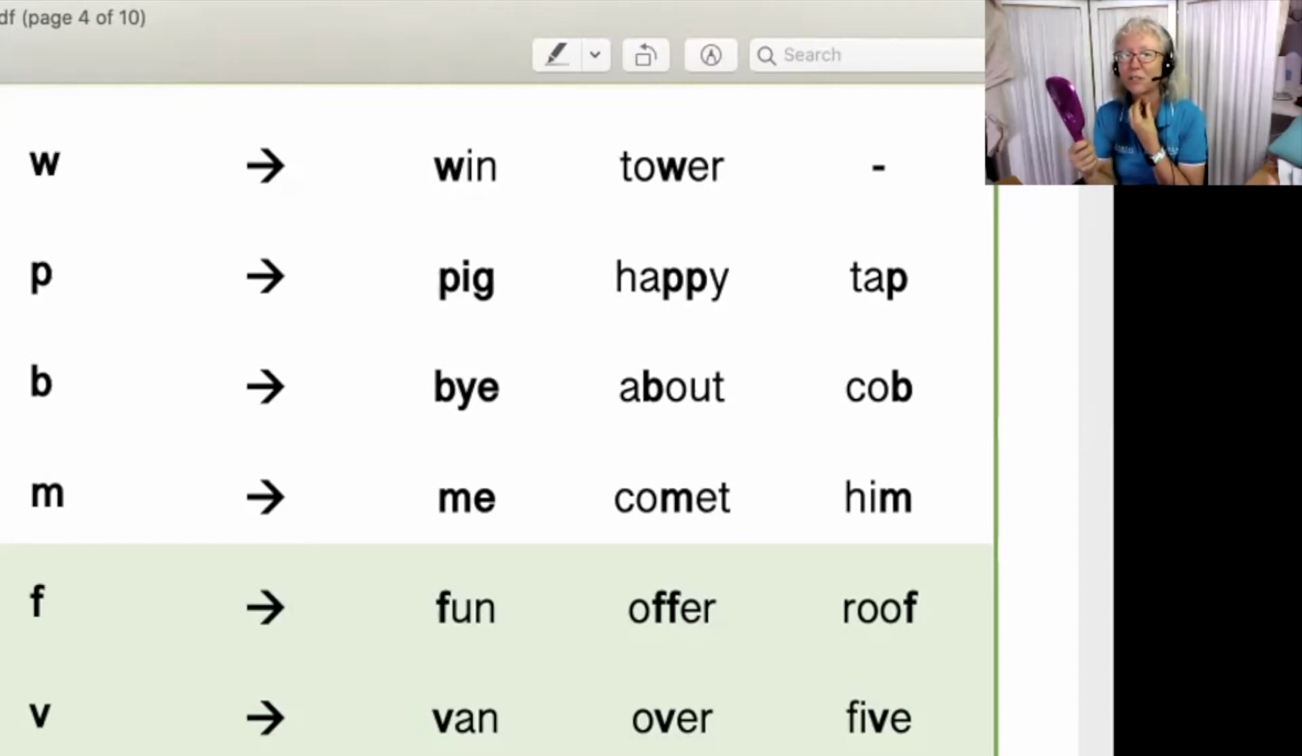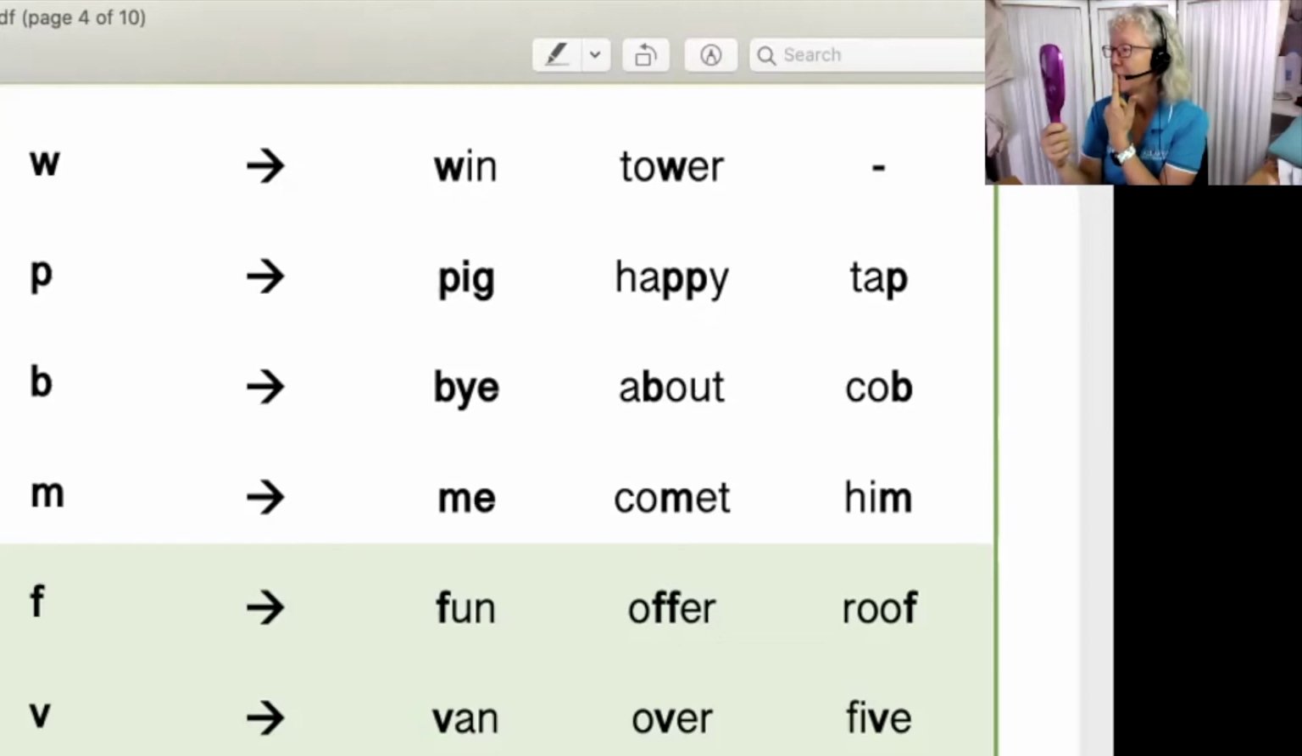And what I want you to do is just go p and b and see that your position doesn't change at all, just the voicing. P, b. It's interesting, isn't it? Let's do b at the start of words, in the middle, and at the end. By, about, cob.